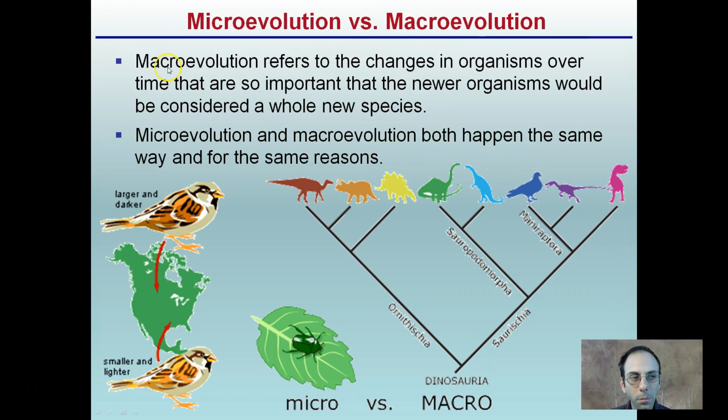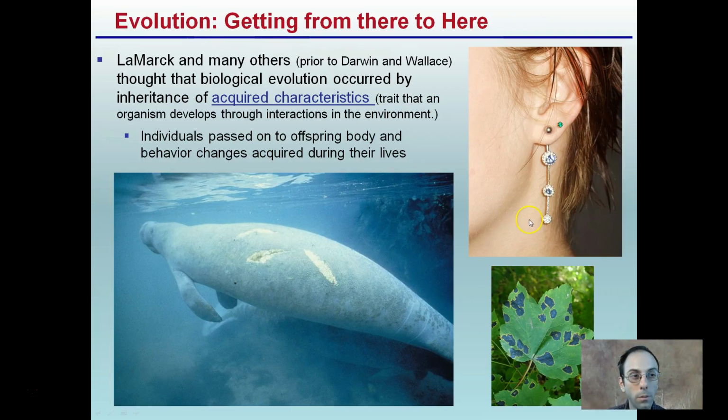So putting it together, macro refers to the changes in organisms over time that are so important that the newer organism would be considered a whole new species. That's the best way to think of macroevolution. Microevolution and macroevolution both happen in the same way and for the same reasons. But micro is more that kind of change in coloration, and macro is the potential extinction or creation of a new species. And that's our comparison between the two.